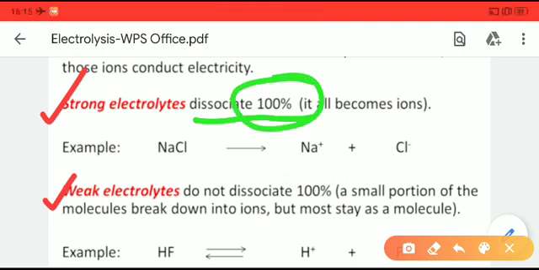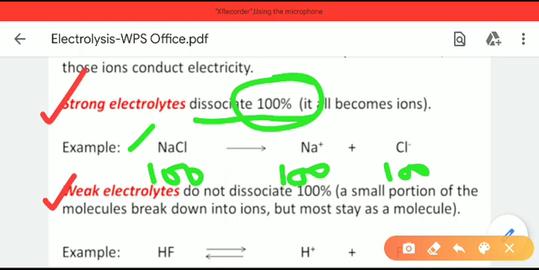Strong electrolytes dissociate 100% in the molten state or in aqueous solution. For example, NaCl: suppose 100 molecules of NaCl are ionized when treated with water. In a NaCl aqueous solution, 100 molecules of NaCl will get ionized and give 100 Na+ and 100 Cl- ions, so it will be ionized fully.